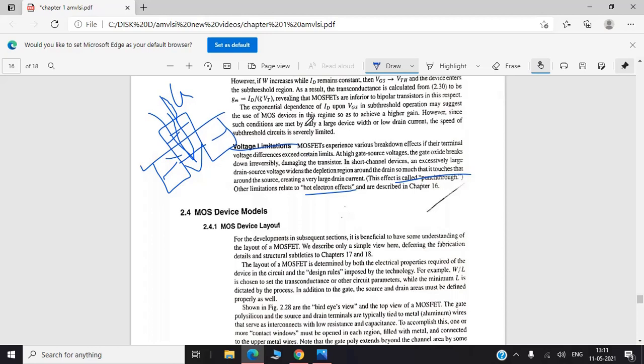Drain punch through. I'm sorry, this is not drain punch through. One second, sorry. This is the hot electron effect.